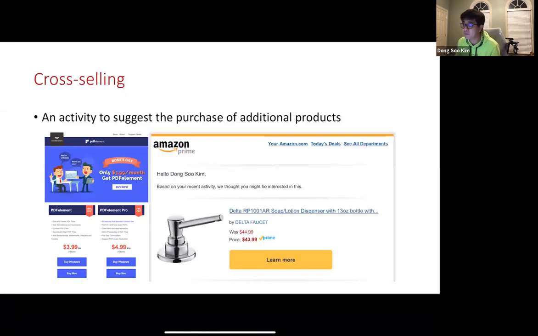And there is another example, a recommendation of Amazon. You may receive this email after any purchases from Amazon. And I received this after I bought a faucet for my sink from Amazon. And this email recommends a dish soap dispenser, which is a product different from faucets. So this recommendation is a cross-selling activity. And note that this email was sent out by Amazon's automatic recommendation system based on my purchase history.